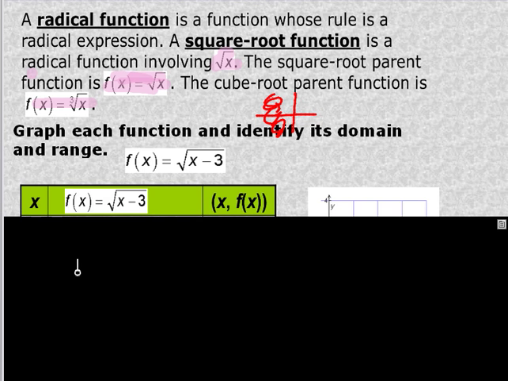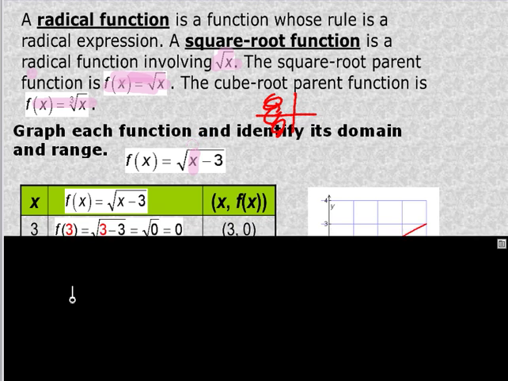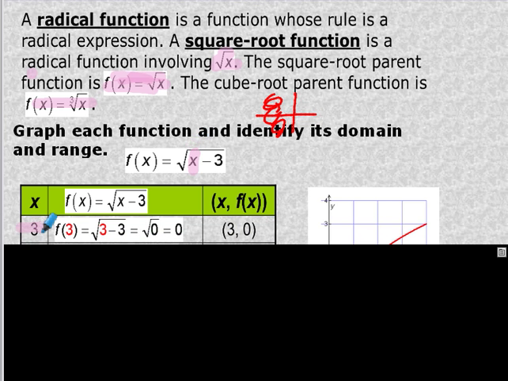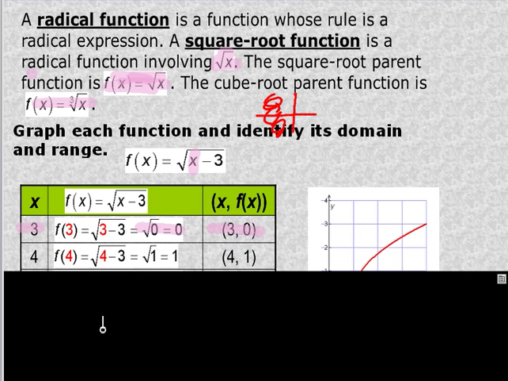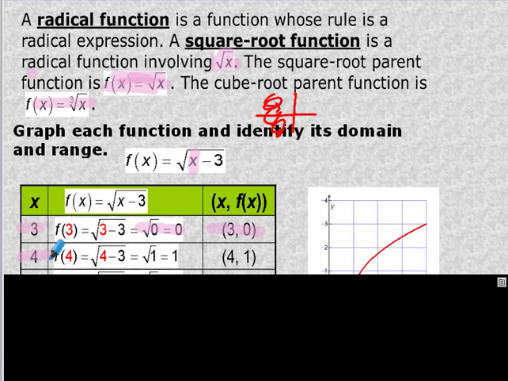So here's our table. We can't have negative values, so our lowest value of x has to make it so that this is not negative. That means that our lowest value of x is going to be 3. Anything lower than 3 would be a negative square root, which is not real. So that's where they started. X equals 3 becomes the square root of 0, which is 0. So this is our ordered pair. When we've got 4, it becomes the square root of 1, which is 1.